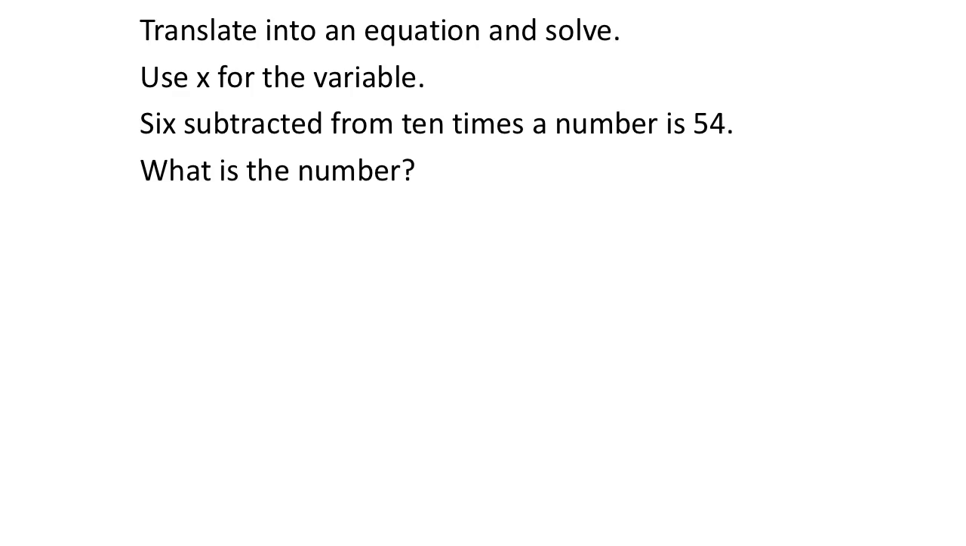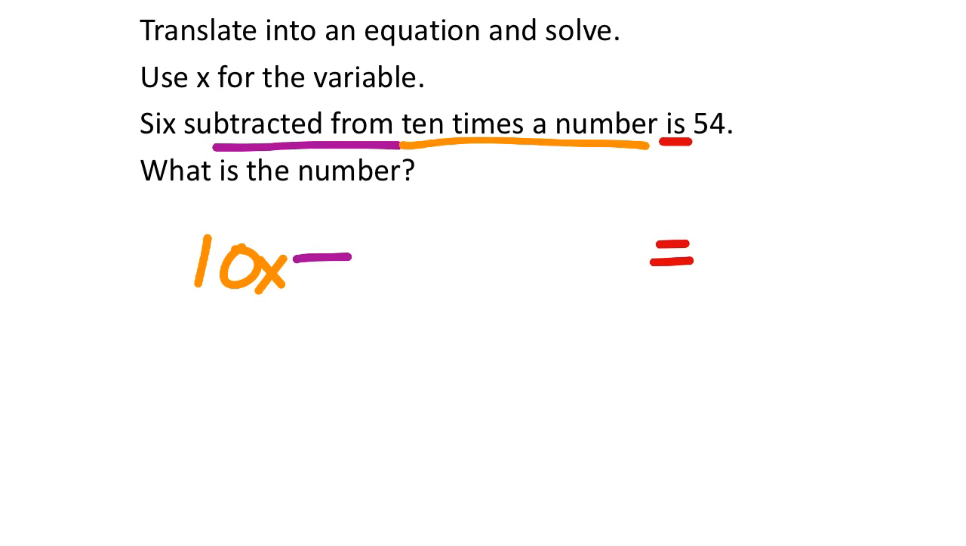Same thing on this one. We use x as the variable. 6 subtracted from 10 times a number is 54. So subtracted from, again, that's one of those key subtraction phrases, which means the order is different. And there's our is, so that's our equal sign. So 6 subtracted from 10 times a number. So I got 10 times a number, which is shown as 10x. And from that, we're going to subtract the 6. And then this equals 54.